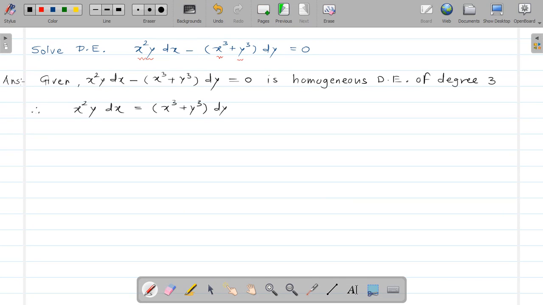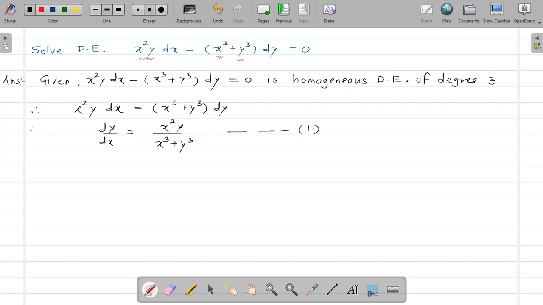Now what will you get from here? I will express this in the form of dy by dx. Then what is dy by dx here? If you observe this carefully, it will be x square y upon x cube plus y cube. So this is the important step that we have to follow always. Whenever you have a homogeneous differential equation, convert it into the form of dy by dx is equal to like this. Say this is equation number 1.